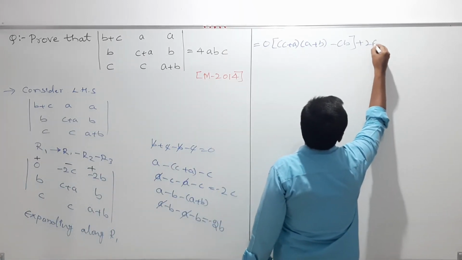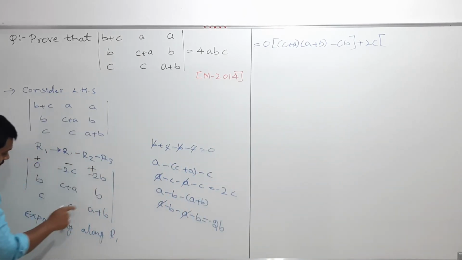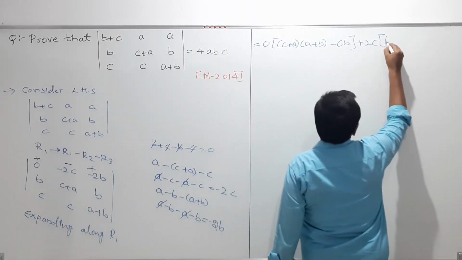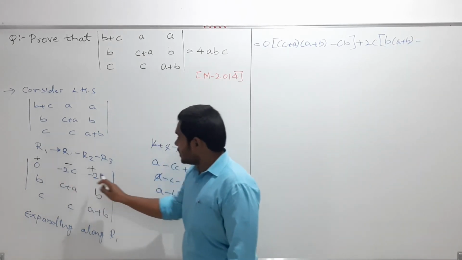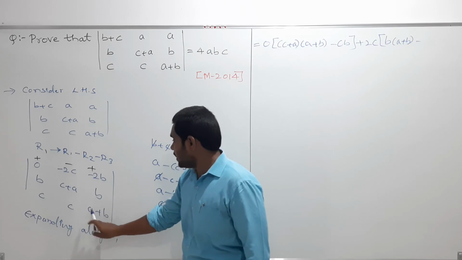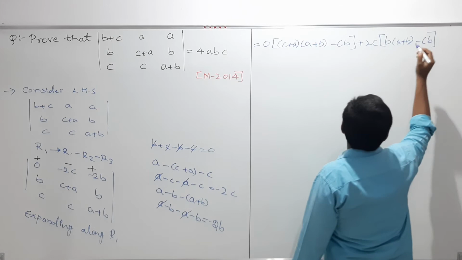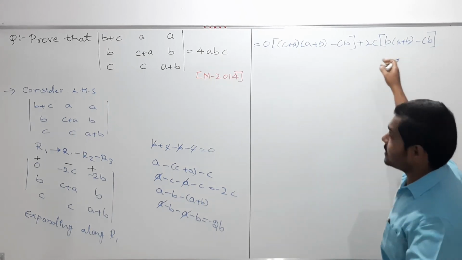So plus 2C into. Again here it is leave this column and this row. So what is that? B into A plus B. Leave this row and this column, B into A plus B minus of this element into this element, that is minus CB. Clear? So further, here it is C into B. Clear? Just I will see whether it is visible to you or not.